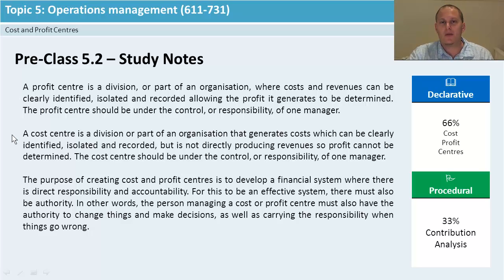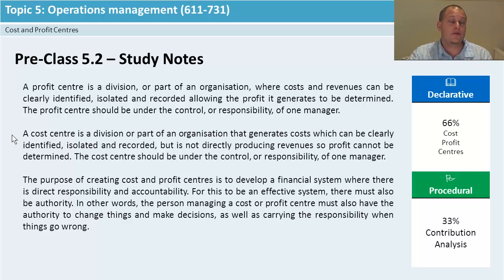The trickiest part about this bit is the costs and profit centers and doing the contribution analysis. The costs and profit centers tend to come into your Part C section in paper 1 a lot. They like to ask you why it's a profit, why it's a cost. Hopefully by the end of this you get the whole point of a profit and cost center and why they need to be kept under control.